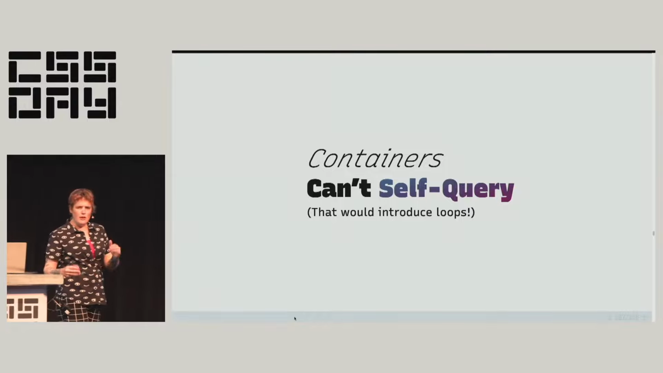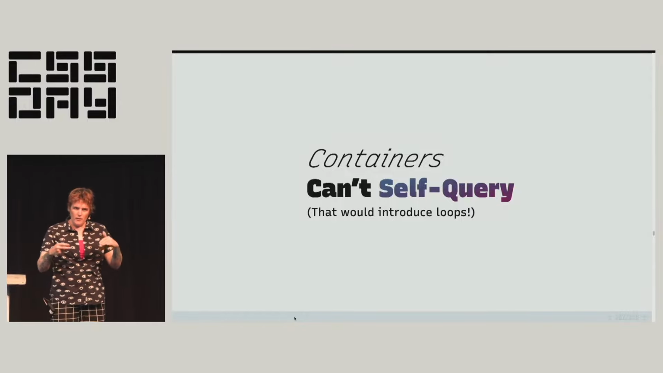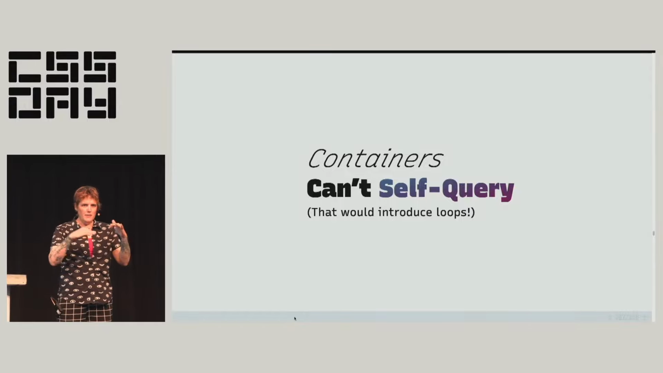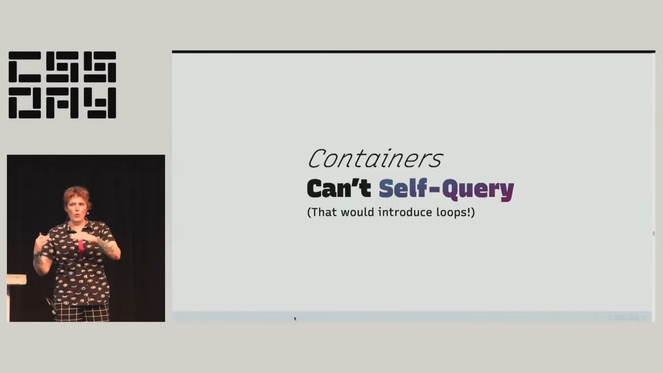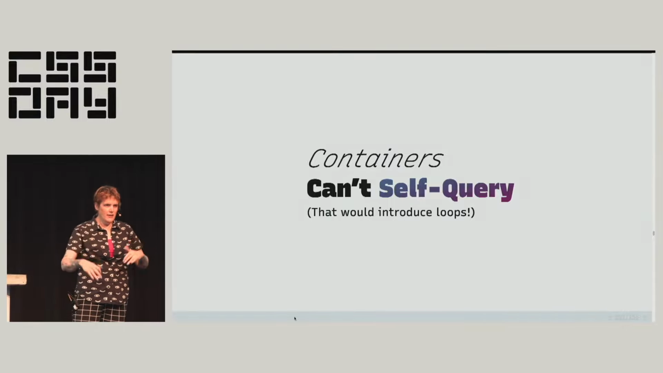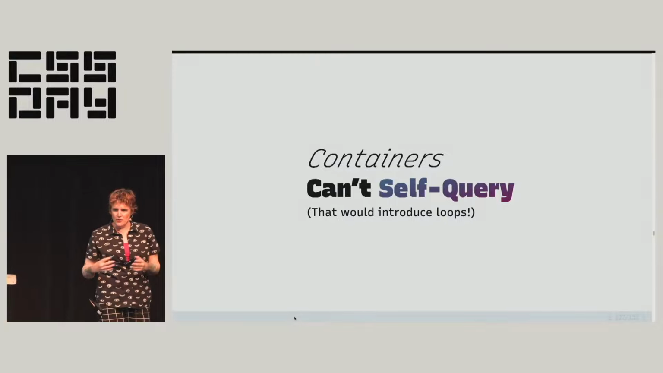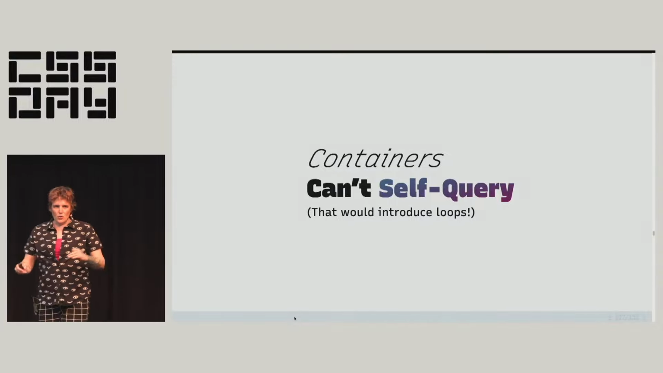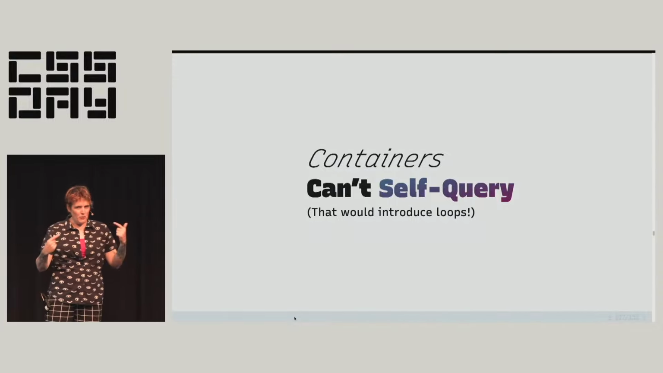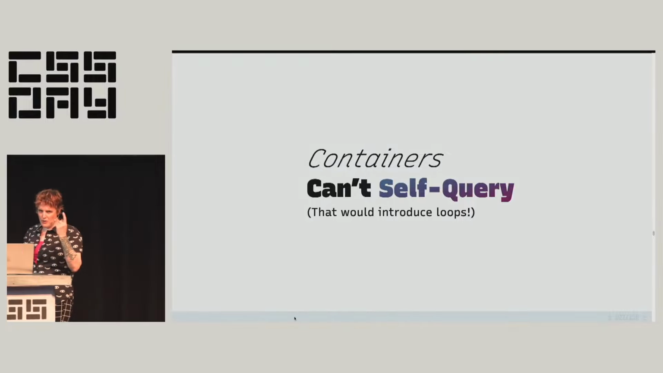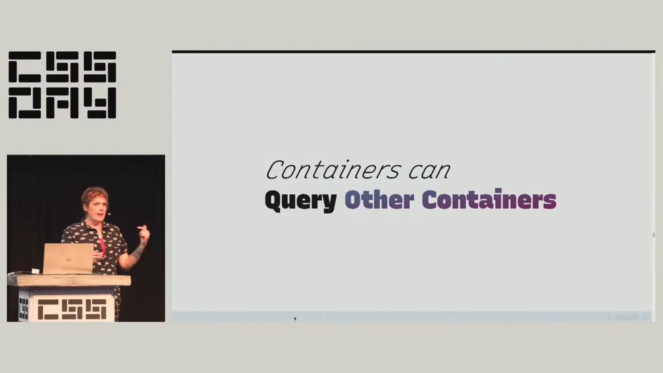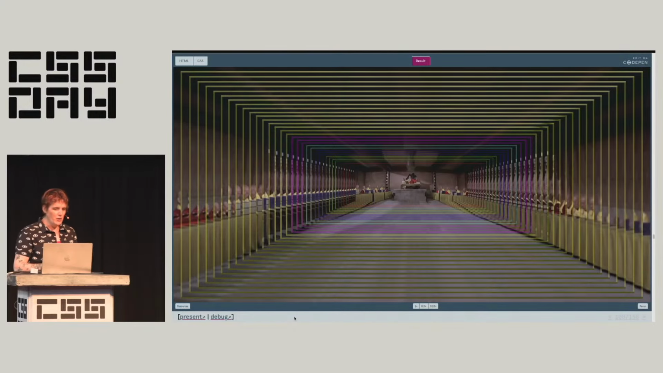Containers can't self-query. Every element that appears in a container query will contain an ancestor, the nearest container ancestor that matches the criteria. So a container can't query itself, can't respond to its own size, because that would introduce the loop again. But containers can query other containers. So we can nest these however we want to.